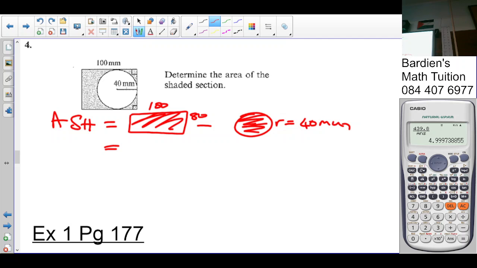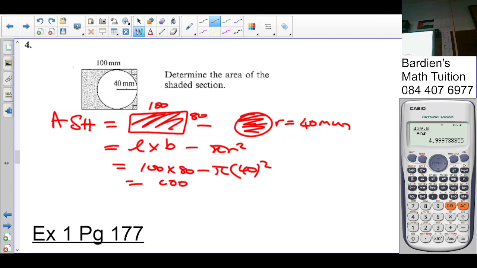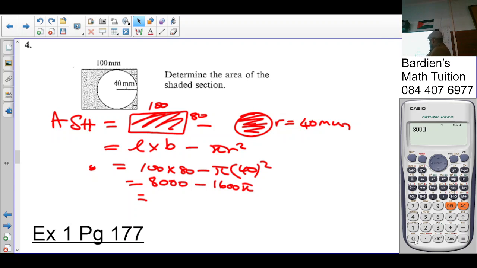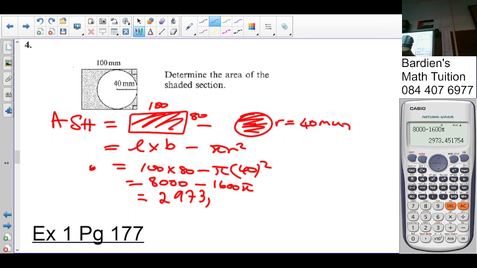So it's fine. How do you calculate the area of a rectangle? Length times breadth, minus the area of a circle, pi r squared. So my length is 100 times 80 minus pi. What's my radius? 40 squared. So that is going to give us 8,000 minus 1,600 pi. You could have put that whole story into the calculator. 8,000 minus 1,600 pi gives us an answer of 2,973.445 millimeters squared. Okay, you guys understand?